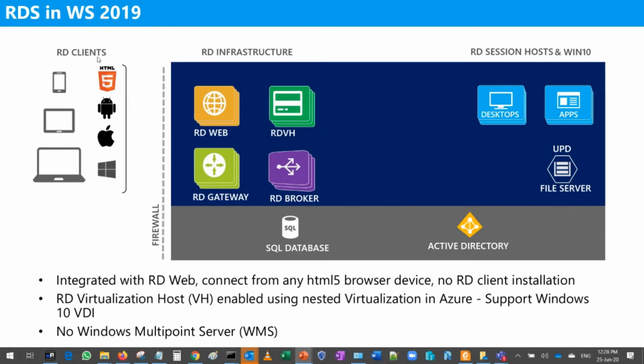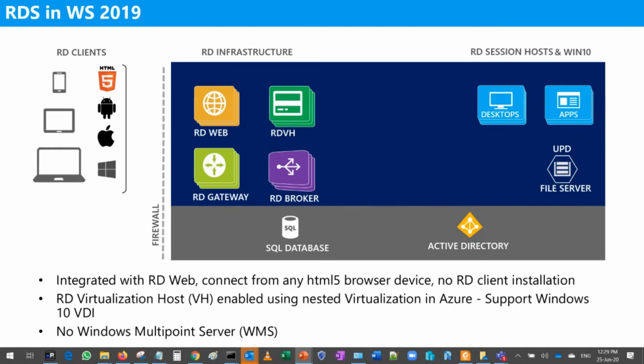So once they establish the connection, they will be accessing the RD infrastructure. In the RD infrastructure, there is a component called RD Web, which provides a web front end for people to log in. Then the RD virtualization host provides the hosting of the virtual desktop. The RD gateway provides the connections back to the RD broker. The RD broker decides which desktop or application the users are given access to. In a high availability environment, we can deploy it together with a Microsoft SQL Server database to provide load balancing and high availability. All the connections when the users connect will be authenticated to Microsoft Active Directory.